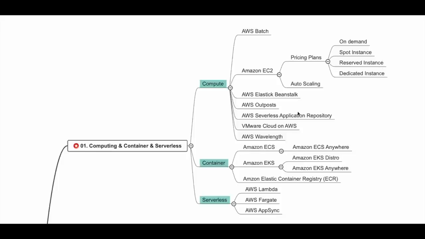There are services that allow you to use AWS as a private cloud such as AWS Outposts, and AWS Wavelength for 5G Edge Cloud, and container services such as ECS and EKS. There are also serverless services that users can use in the form of PaaS without setting up the server such as Lambda, Fargate, and AppSync.